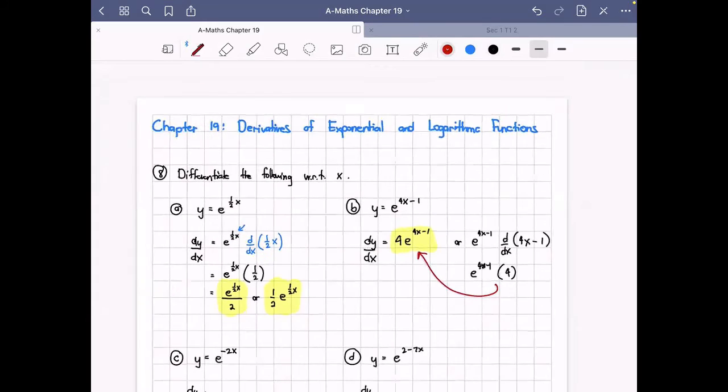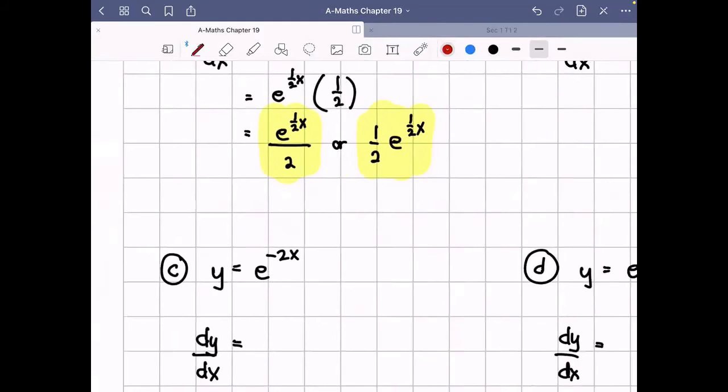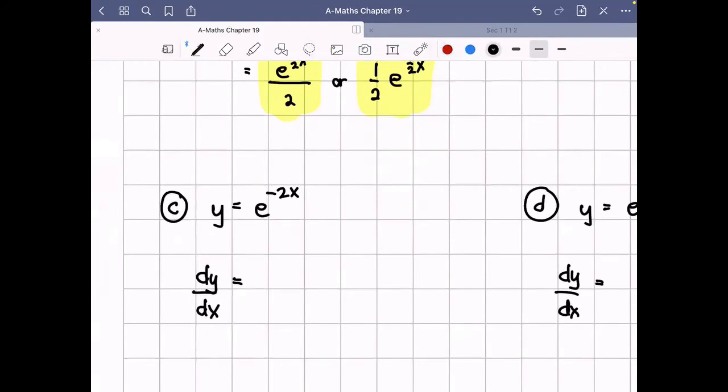How about for letter C? For letter C, I think it's automatic now. Again, this is your coefficient times here. So it's a negative 2 and then e. And then just write the whole thing again. So e raised to negative 2x. Okay, so that's your answer for letter C.